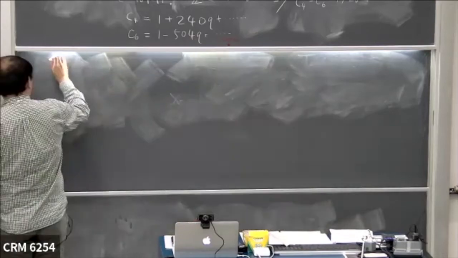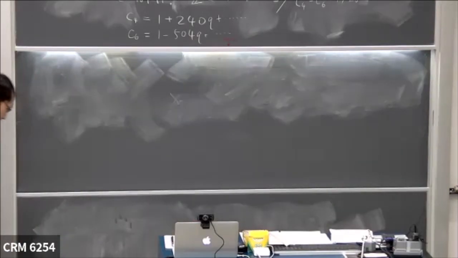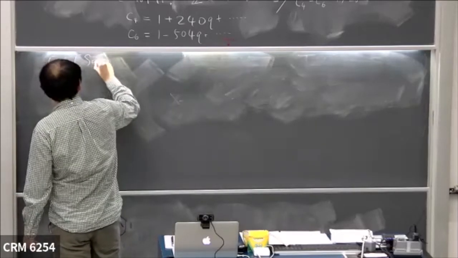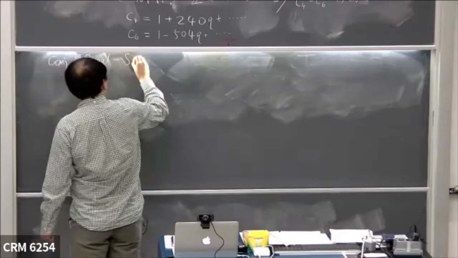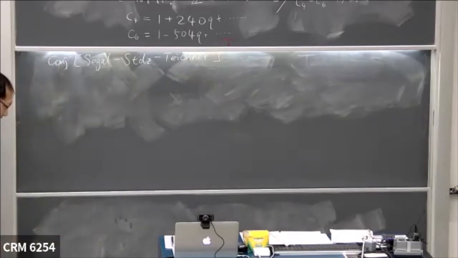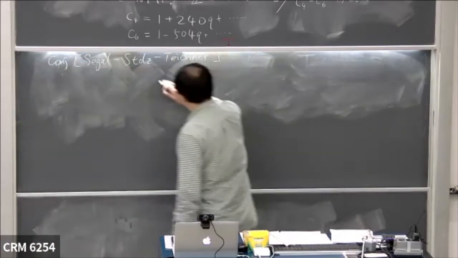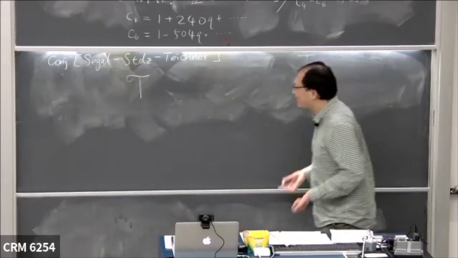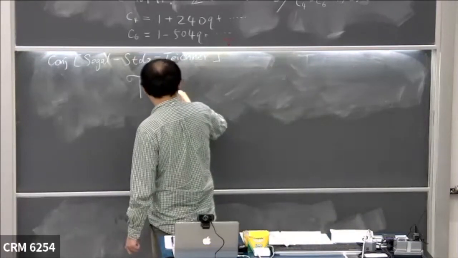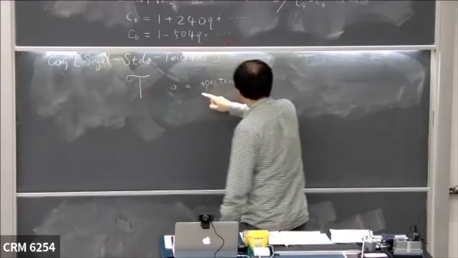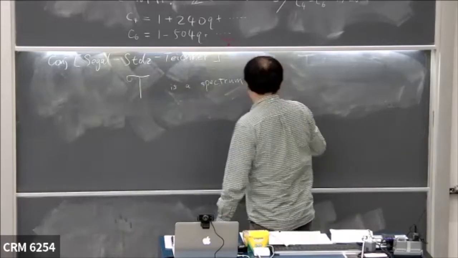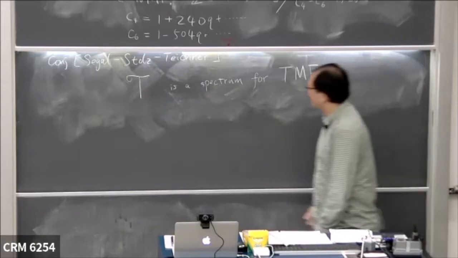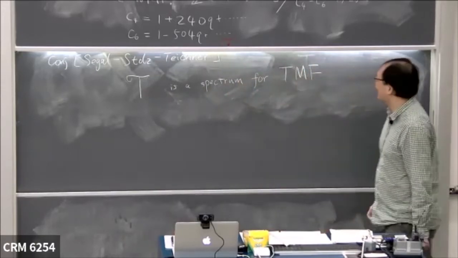So how do we know this? There is a conjecture, based on earlier work of Segal, and then by Stolz and Teichner. So their conjecture states that this space T is not just an ordinary arbitrary space. This, first of all, is a spectrum. And secondly, it's a spectrum for a particular generalized cohomology theory known as TMF. So this is a very complex statement, and we are going to decipher this.